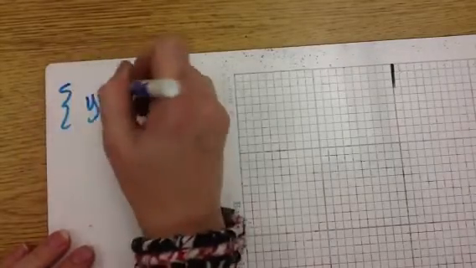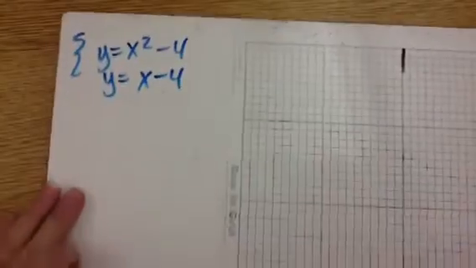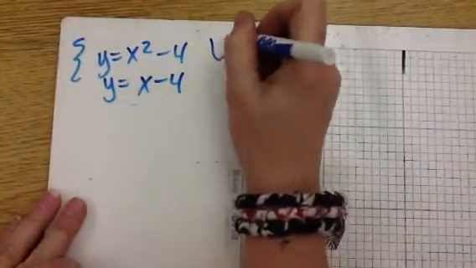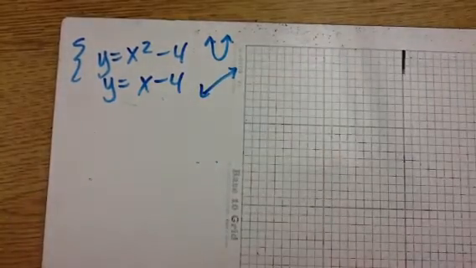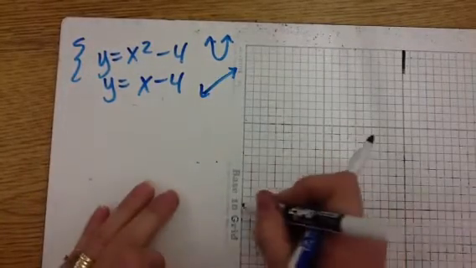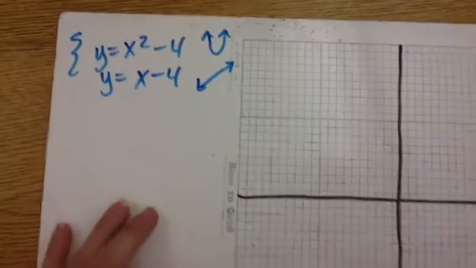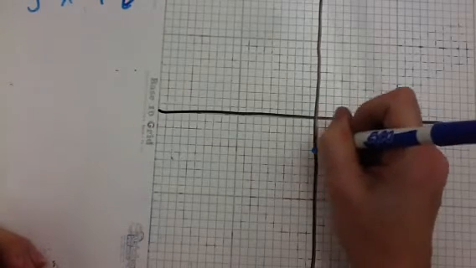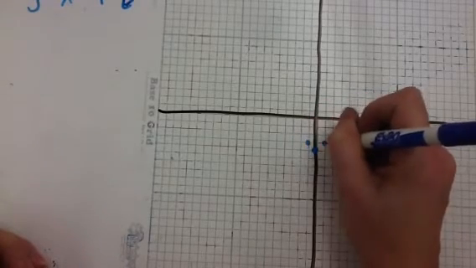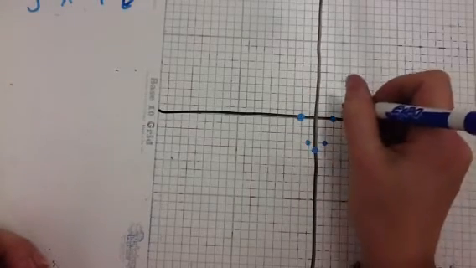Next one is y equals x squared minus 4 and y equals x minus 4. So this is a parabola and this is a line. So let's graph those. y equals x squared minus 4 has a vertical shift down 4. So 1, 2, 3, 4, and then it goes over 1, up 1, over 2, up 4, over 3, up 9.